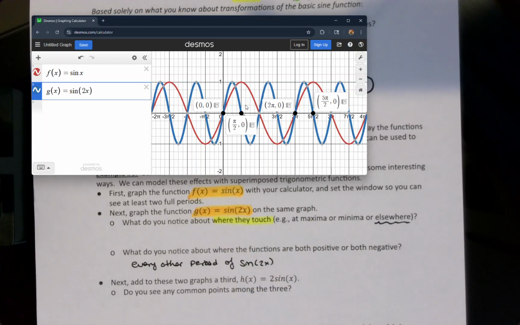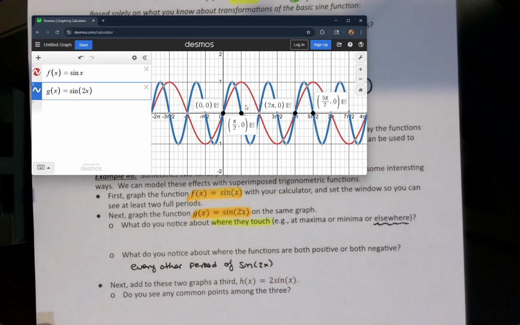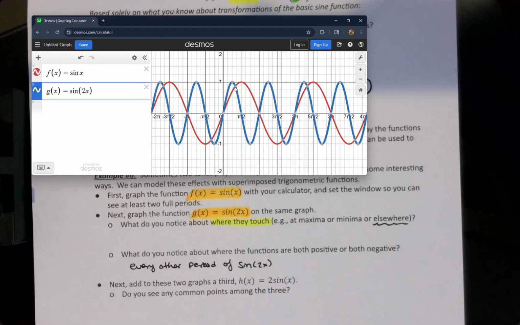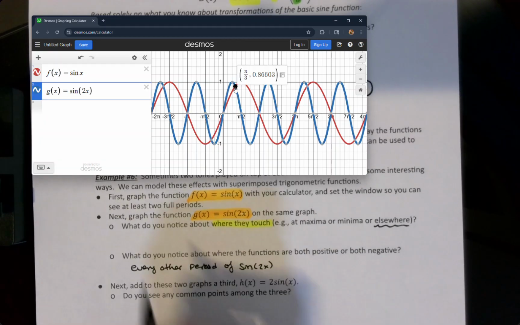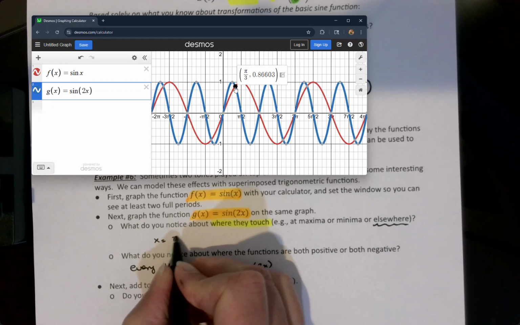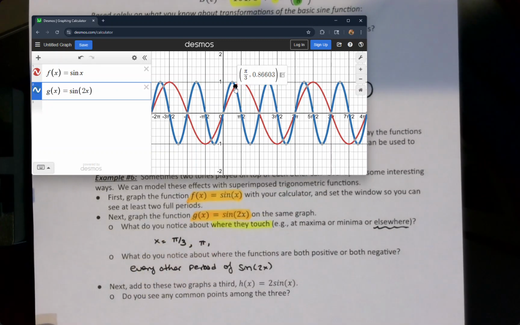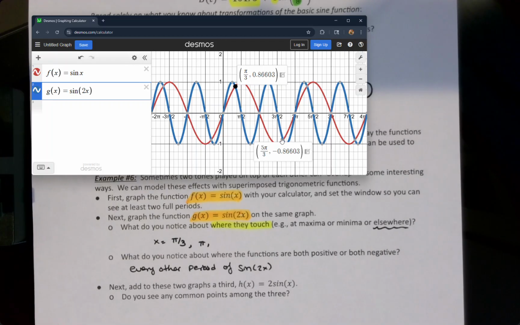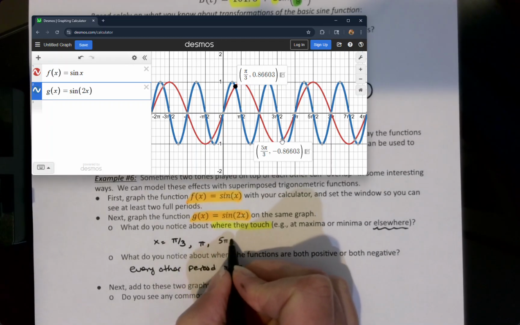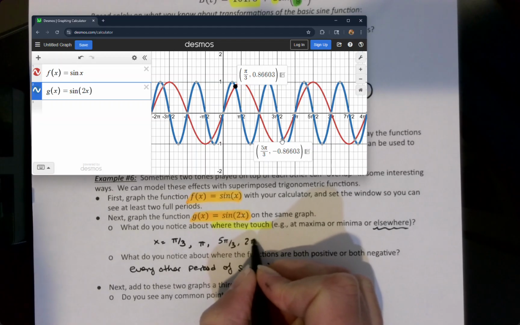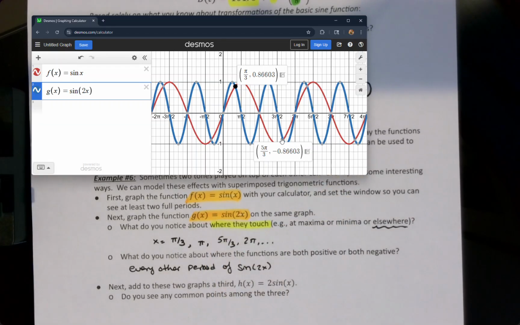Just observing that. Where I touch, I could have written down values, but we were just kind of observing. They were elsewhere from what we were asked. They happened to be at x equals pi thirds, and then pi, and then 5 pi thirds, if we wanted to write down a few of them, and then 2 pi, and then etc. But elsewhere speaks to their heights.